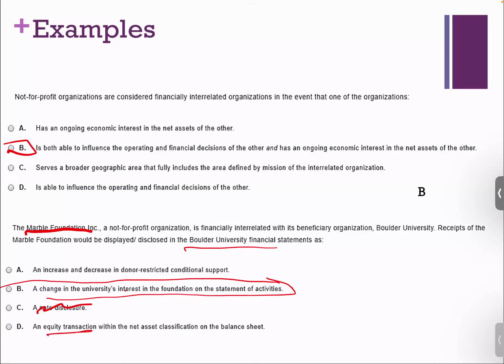Equity transaction. They're not equity transactions because remember in not-for-profit accounting, we don't have equity, right? We just have net position there. So the ownership is just a little different. Okay.